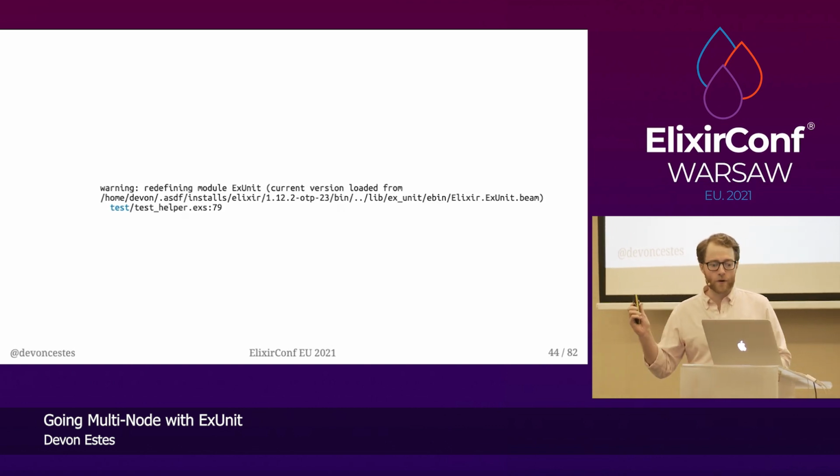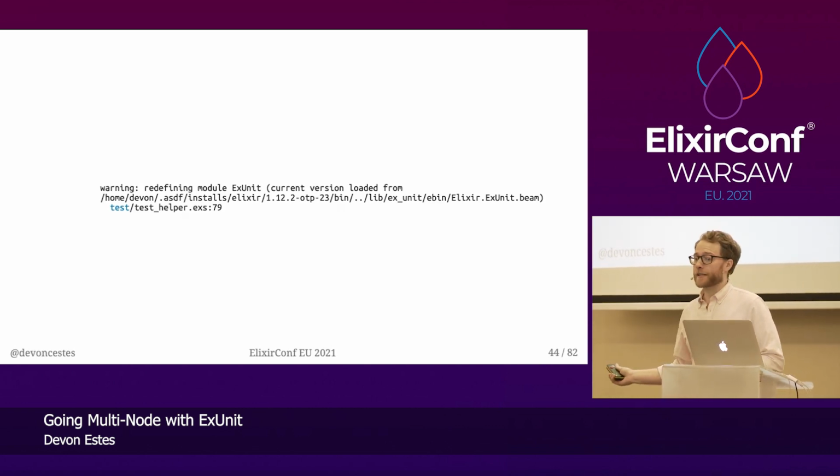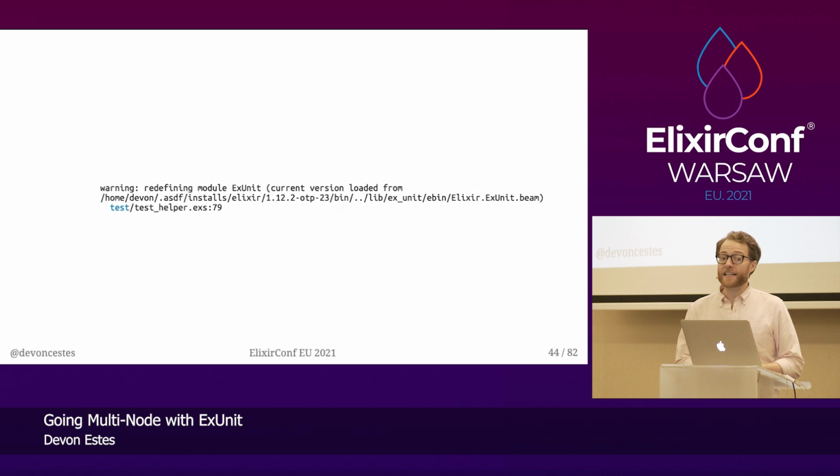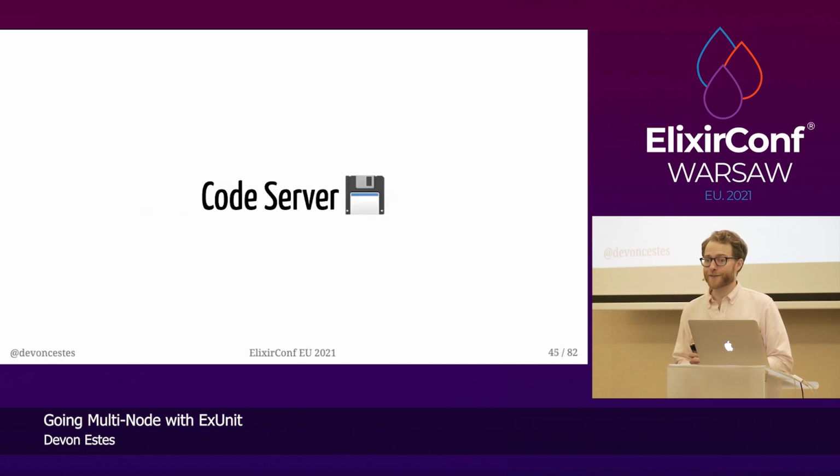And this warning is helpful. I love that we have this warning. But the cool thing is when you think about how we get this warning. How does it know that we've already defined this module and we're redefining it? And to answer that, we need to look at one of my favorite parts of the BEAM, the code server.